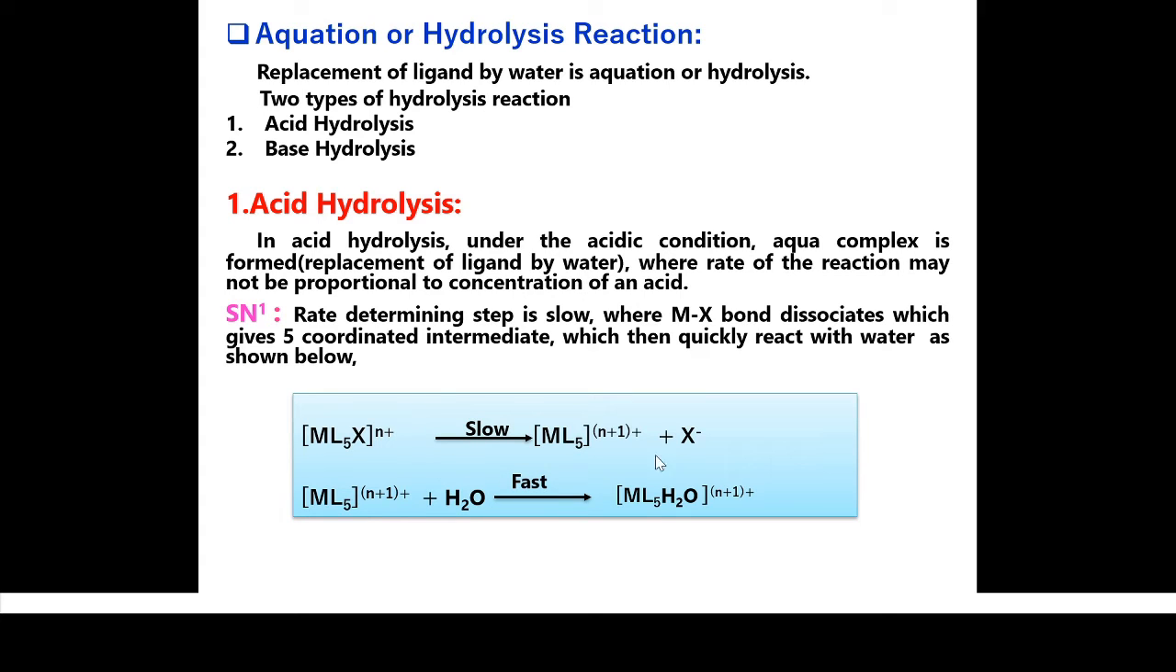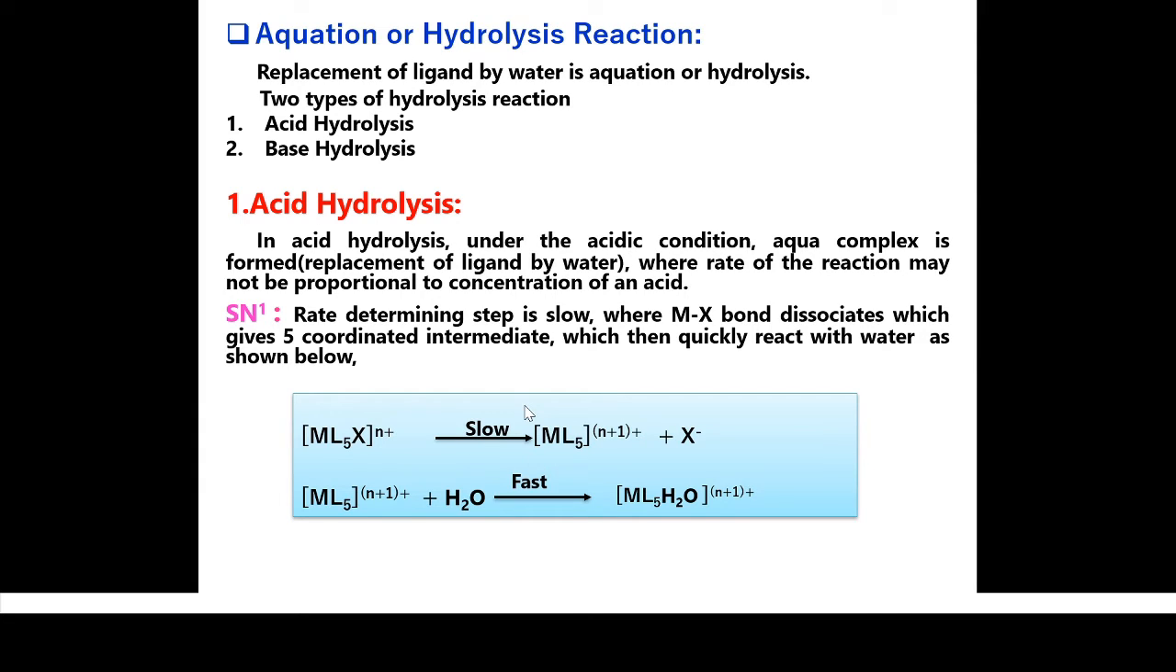Okay, this is the SN1 pathway. The rate determining step is slow, where the M-X bond dissociates, which gives a 5 coordinated intermediate, which then quickly reacts with water, as shown here. What happened in case of SN1? This is nothing but our substrate or complex ML5X^n+. Obviously, this is the first step in the dissociative type of mechanism.